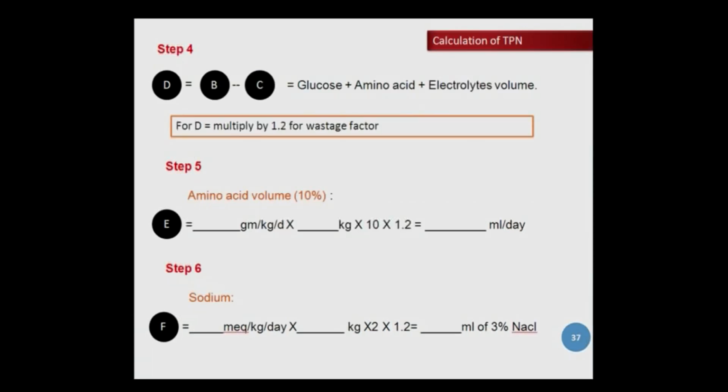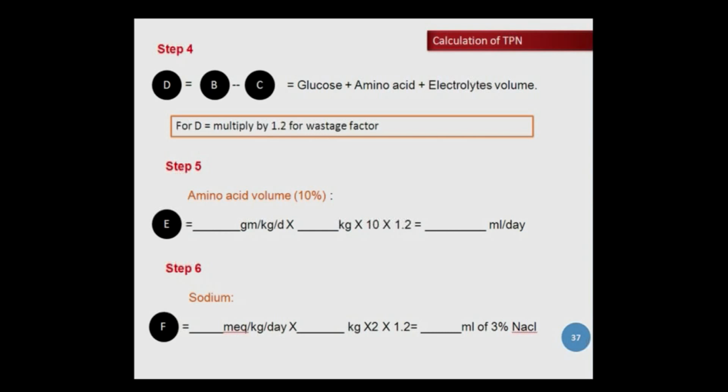Step number 4, the volume of the glucose, amino acids and electrolytes cumulatively is calculated by subtracting the lipid volume from the total parenteral nutrition volume. In step number 5, now we will calculate the amino acid volume. The amino acid generally used is 10%. So we will multiply the amount that we obtained by 1.2, which is the wastage factor.